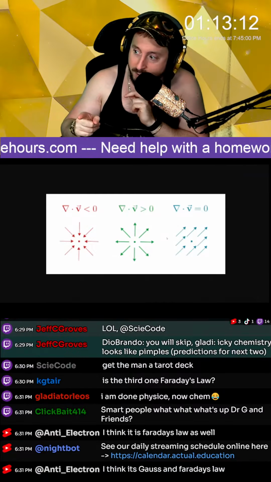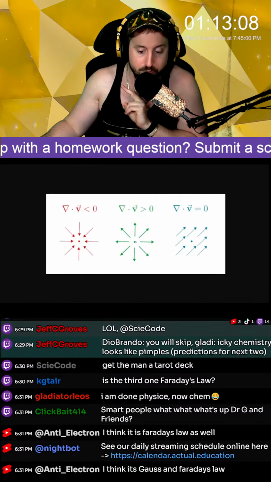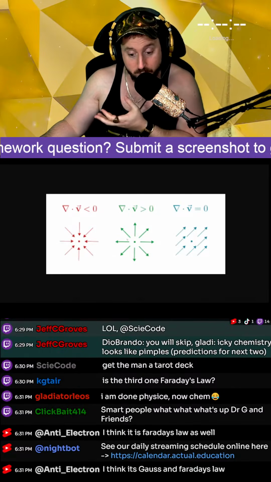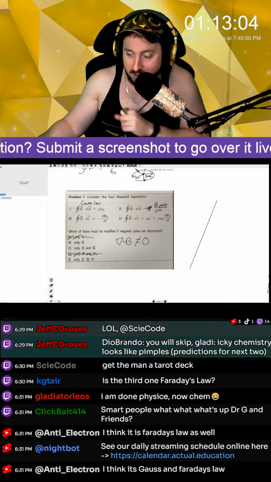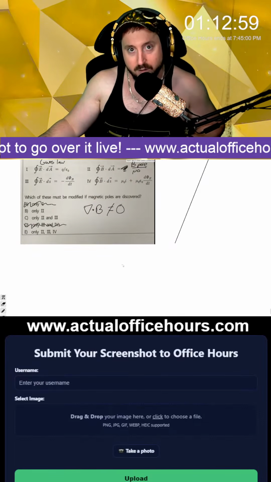So, this is the argument for magnetic monopoles, having sources of magnetic field. All magnetic fields that we know about always connect back to each other.